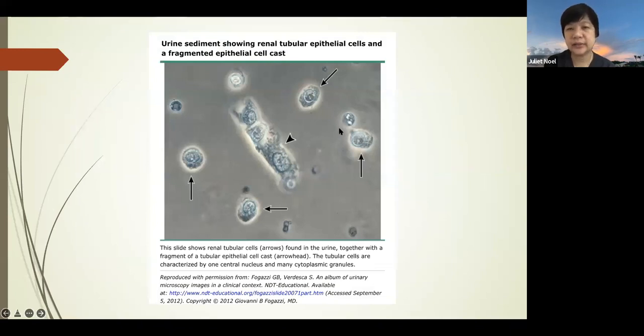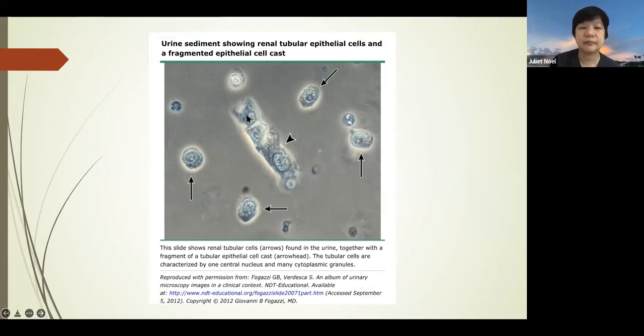So this is a clearer picture of tubular cells, epithelial cells. And this is the WBC. So it's bigger, no? So this one is found in the cast. So that is WBC cast. Epithelial cell cast.